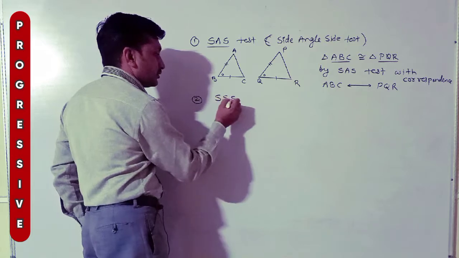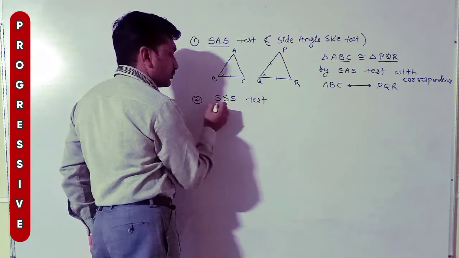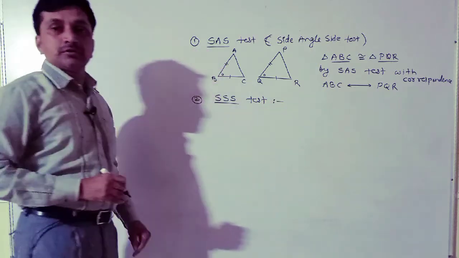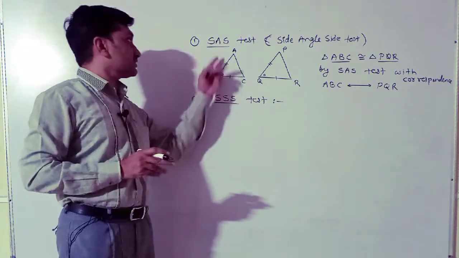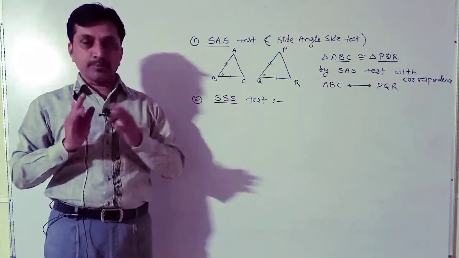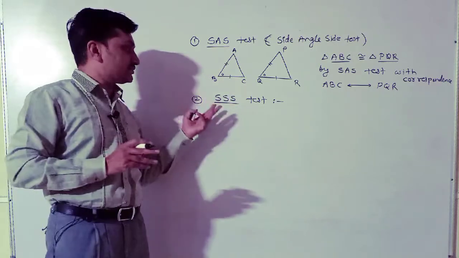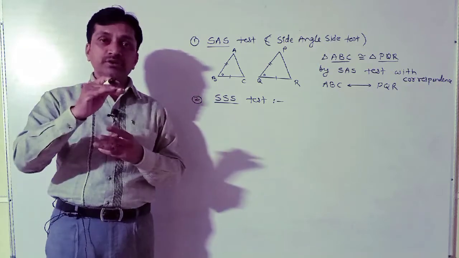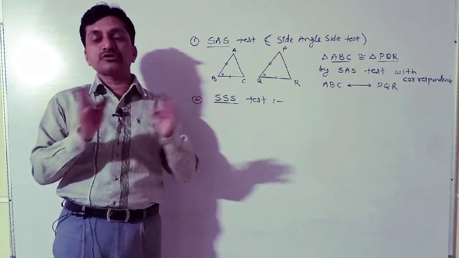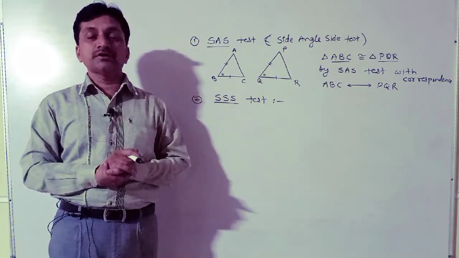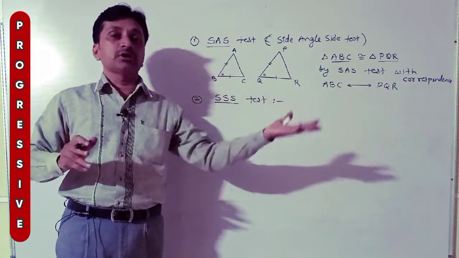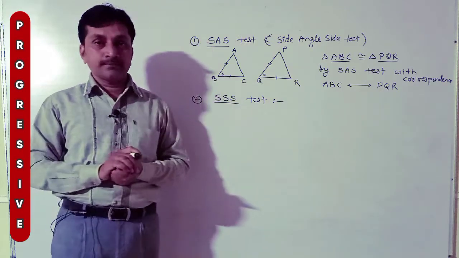Second test is SSS test. Now here long form of this is side side side test. Now all three sides, how many sides were here? Two sides, one angle. Now here all three sides. Statement is, if three sides of one triangle are congruent with three corresponding sides of other triangle, then these two triangles are congruent by SSS test. Means all three sides of one triangle will be congruent with the other. Angle will not be given.